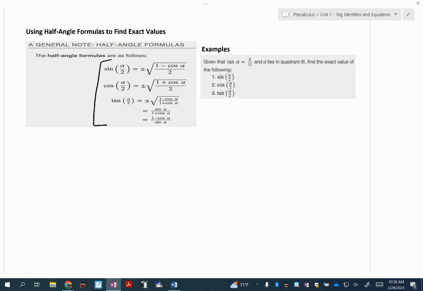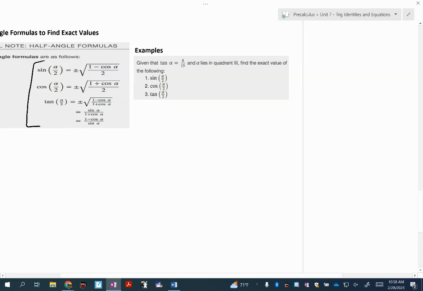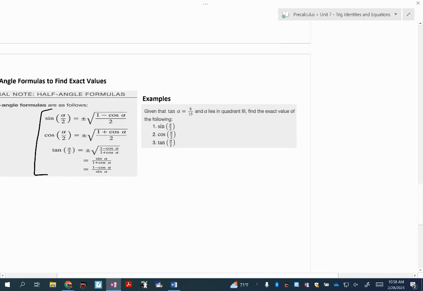So let's try this one. We're going to do three different ones. We're going to do sine of alpha over 2, or 1 half alpha, the cosine of 1 half alpha, and the tangent of 1 half alpha. So the first thing I notice is it says that tangent of alpha is 8/15, and alpha lies in quadrant 3. So if I were to draw this, it's in quadrant 3, right? And here is our alpha.